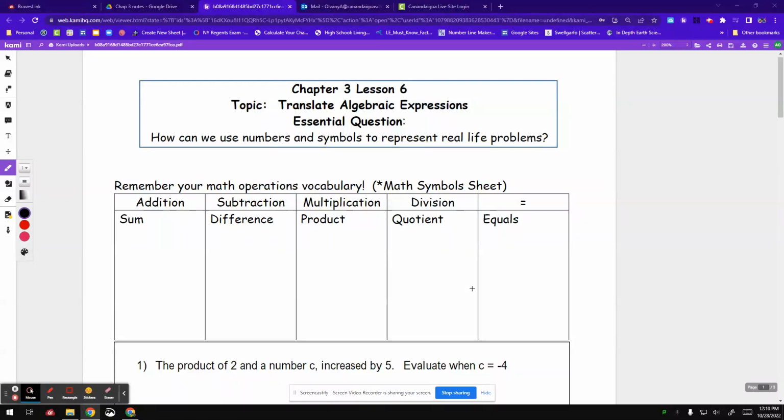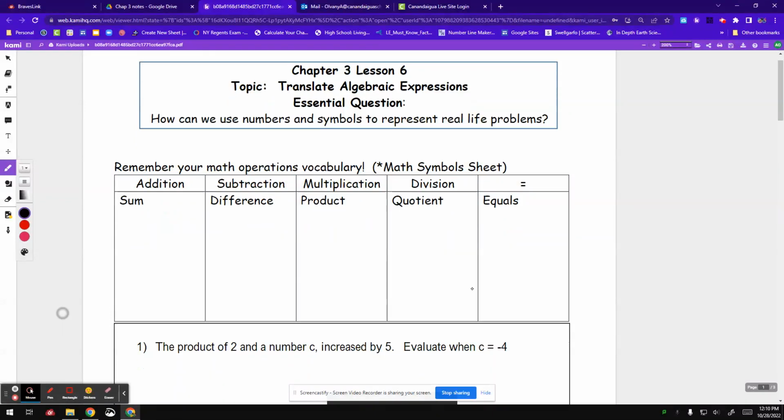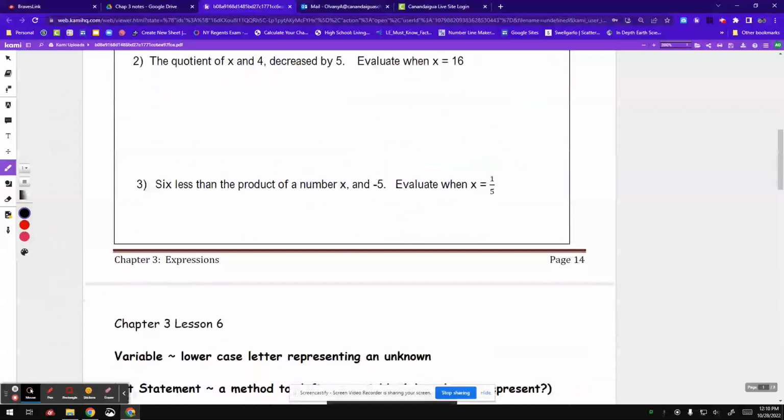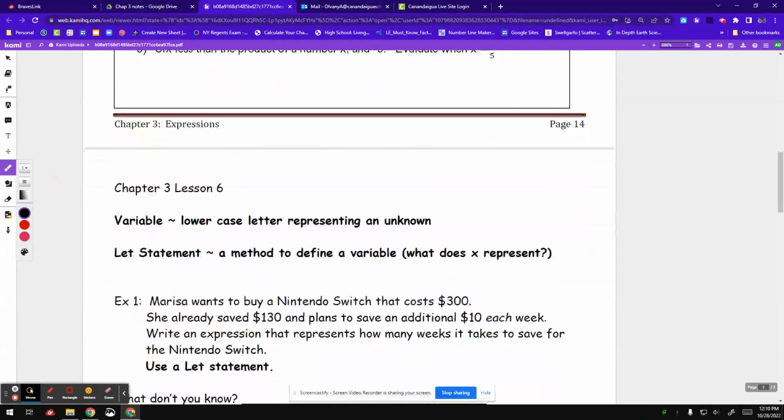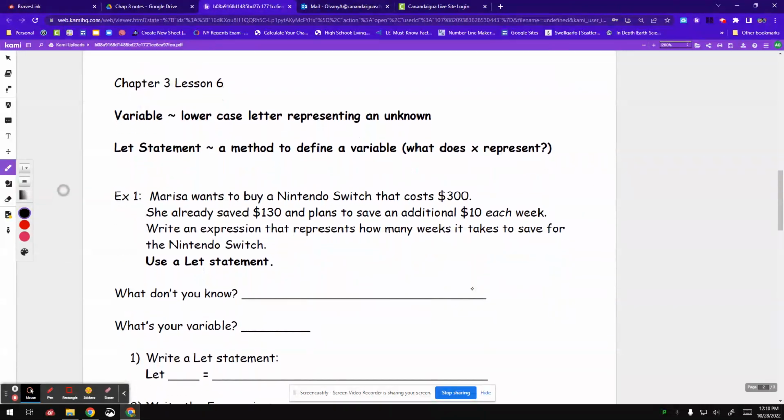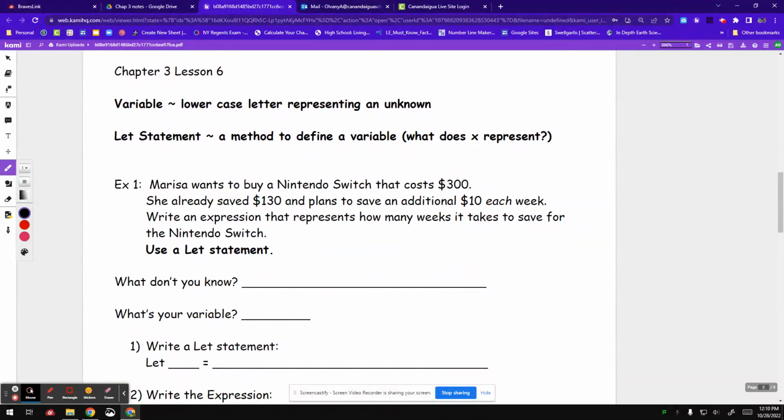Okay, so right now I'm going to do the second part of Chapter 3, Lesson 6. We did the first page. Moving on to the second page, remembering that a variable is a lowercase letter, and we're going to discuss what a let statement is. A let statement is when you let your reader know what variable you're using and what it is representing. So you're going to let some variable, say x, equal some unknown.